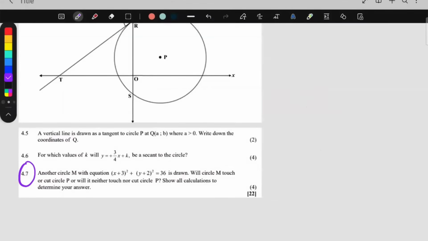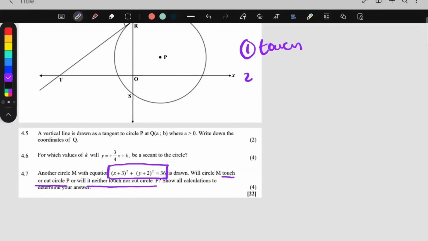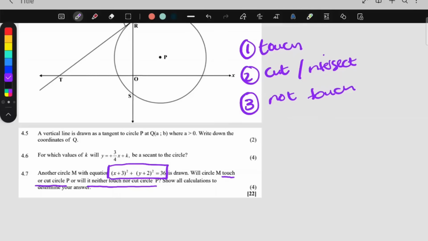The last question, 4.7, says another circle M with this equation is drawn. So we have this new circle, and there's the equation of the new circle. Will circle M touch or cut circle P, or will it neither touch nor cut the circle? Here are our options: they will either touch, or they will cut, so they will intersect, or they will not touch and they will not intersect. That's our three options, and we have to prove this.